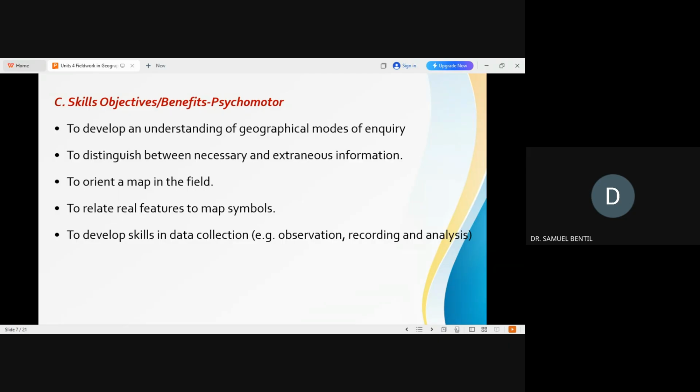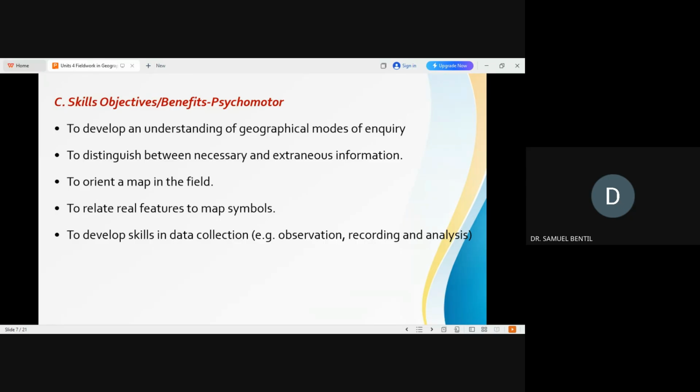It also helps to orient a map in the field. Some of them, even before they go, study the map of an area and get a lot of information about the area. And whilst they do that, they're able to learn the map reading skills and identification of areas and other things on the map.